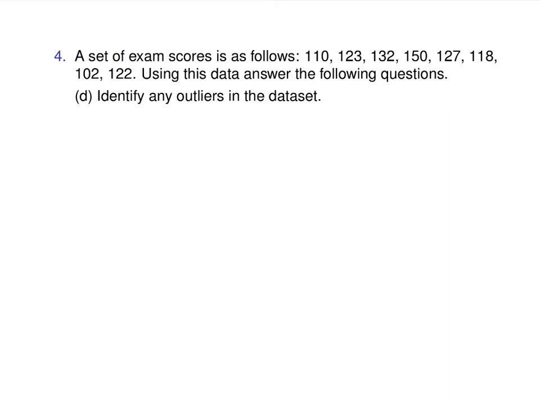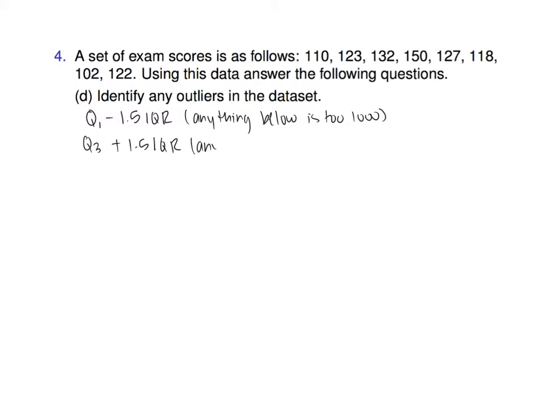One of our major uses of the interquartile range was to find any outliers in the data set. You will have to know how to find outliers on the test, and I will expect you to explain your work using numbers. So the way you do that is you look at Q1 minus 1.5 IQR. Anything below this is too low. And Q3 plus 1.5 IQR, that's the upper bound. Anything above this is too high.